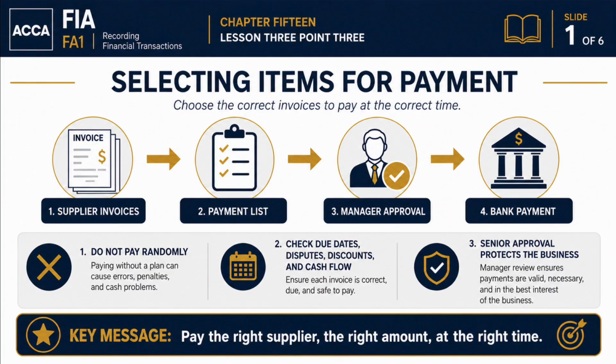A business may have many supplier invoices waiting to be paid, but the business should not pay everything randomly. It must decide carefully which suppliers should be paid now, which invoices are due for payment, which invoices are not yet due, which invoices are in dispute, which invoices may receive an early payment discount, and which payments should be delayed until the full credit period has been used. This decision is important because it affects the business's cash flow.